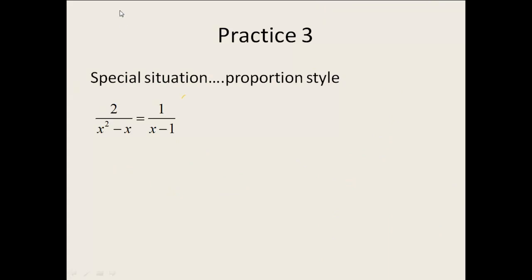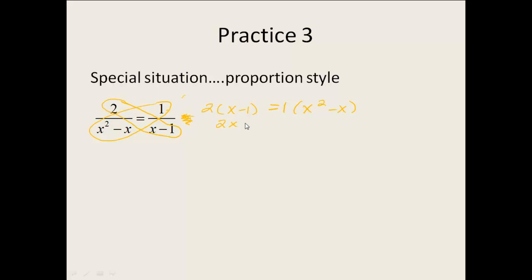When you have a proportion style, you can solve it just like you used to solve proportions, where you do cross products. So I can cross multiply and have my equation. So I would take 2 times x minus 1 equal to 1 times x squared minus x. It's quite a bit quicker than going through our other process, but it only works in this format when there's a single fraction equal to a single fraction. If there had been like a +5 tacked on the end of this, we can't do it.